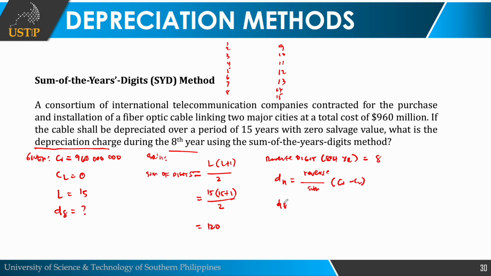So, that is D sub 8 equals the reverse digit, that is 8 over 120. Oh, sorry, it should be 960. It was saved in my class PDF as 15, but I will correct it. The PDF says 120, but the final answer is the same. The correct answer is $64 million.